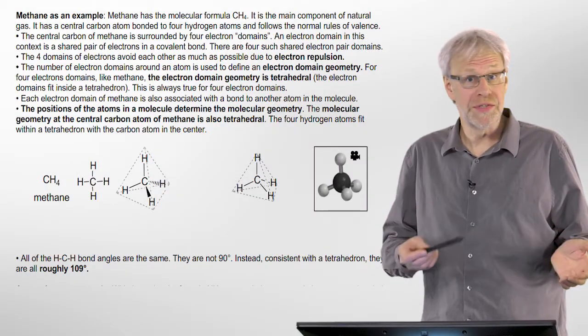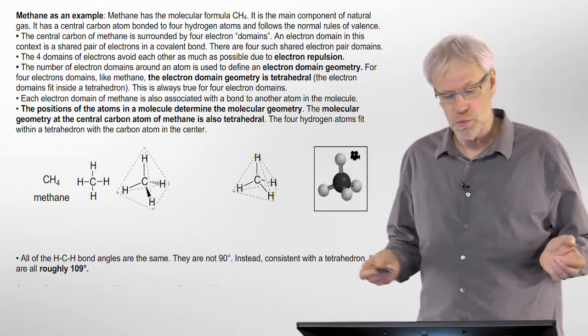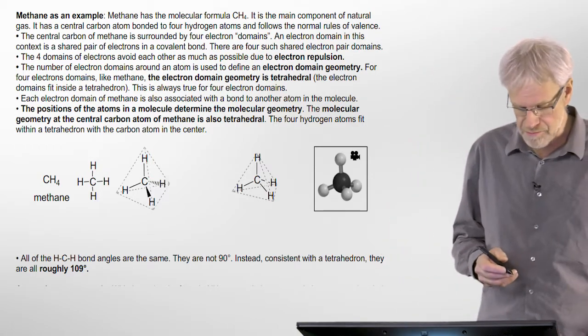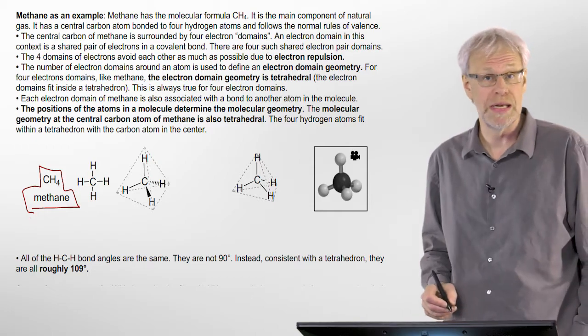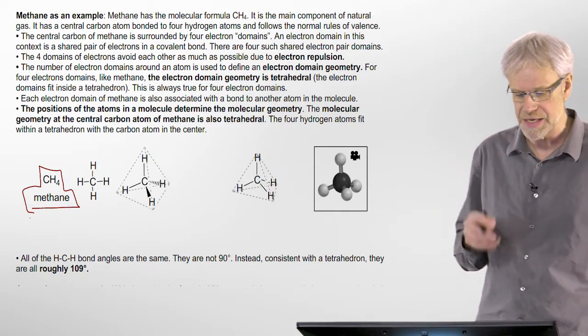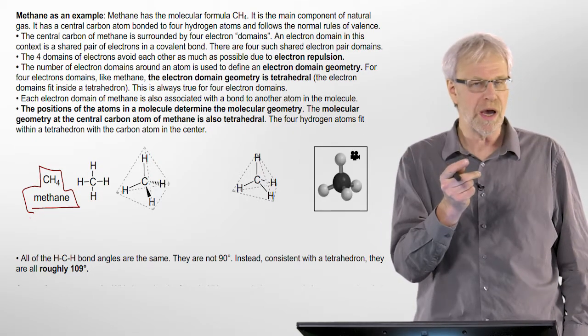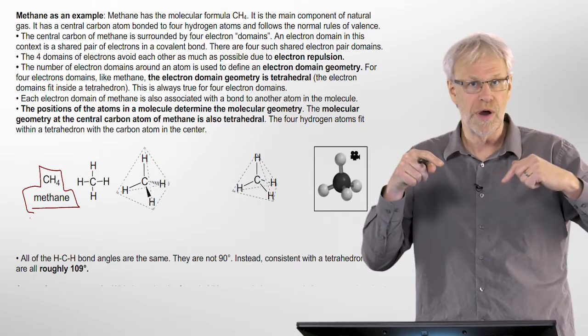So let's have a look at some real simple molecules, an example of how all this works out. And we're going to take methane as the example. Methane is the most important component in natural gas. It's also a greenhouse gas. Methane has one carbon atom which is surrounded by 4 hydrogens.